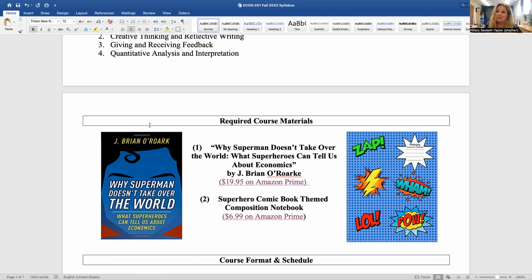So we're not going to be using some boring old textbook. We're going to be using this book, which was written for the layperson, just a general audience, by my friend Brian O'Rourke. It's called Why Superman Doesn't Take Over the World: What Superheroes Can Tell Us About Economics. You will need a physical copy of this book with you in every class. So go ahead and make your way over to Amazon to purchase it now. I won't be ordering this to the bookstore because of the markup.